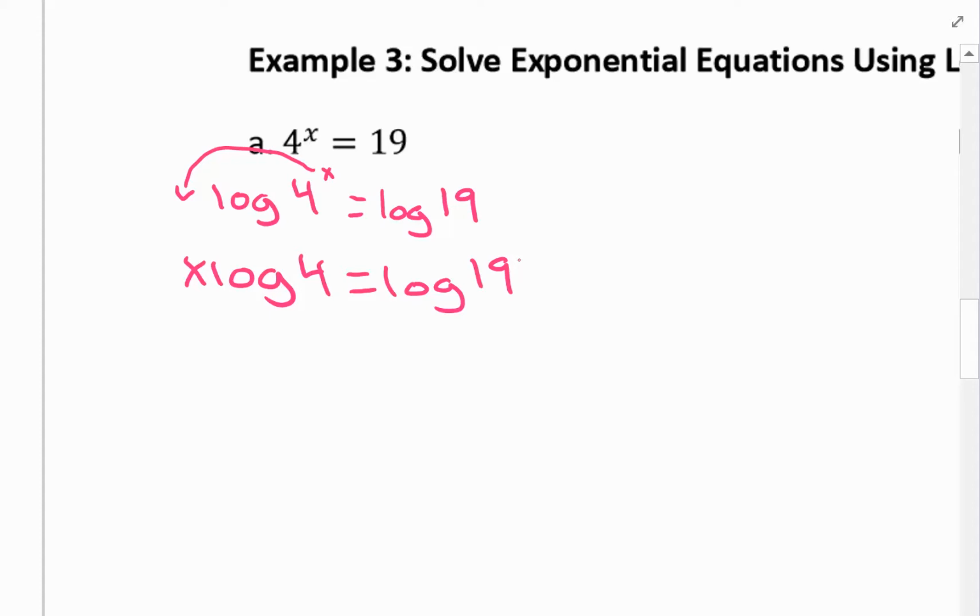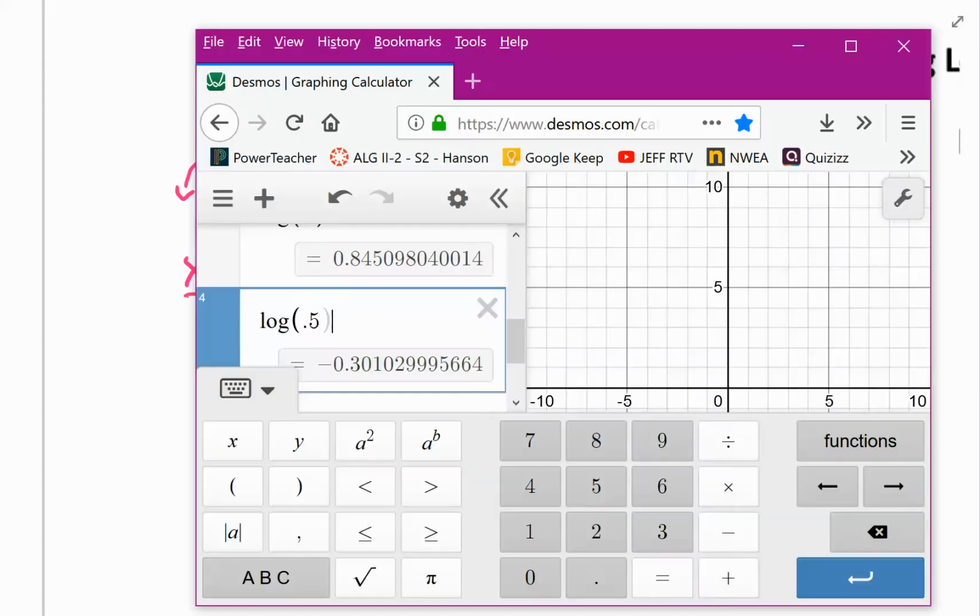Almost done. I know it doesn't look pretty, but at least these problems are easy to do. How do I stop x from multiplying by log 4? Divide log 4 on both sides. So it cancels, and we have x is approximately, now we have to put that in the calculator. So log 19 divided by log 4. You can't just divide 19 by 4, it won't be the same. You can't cancel out the logs top and bottom. So log 19 over log 4, let's find it.